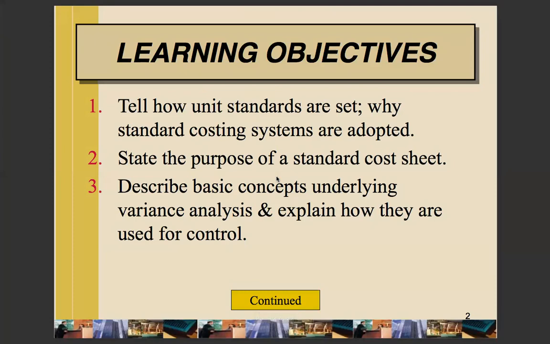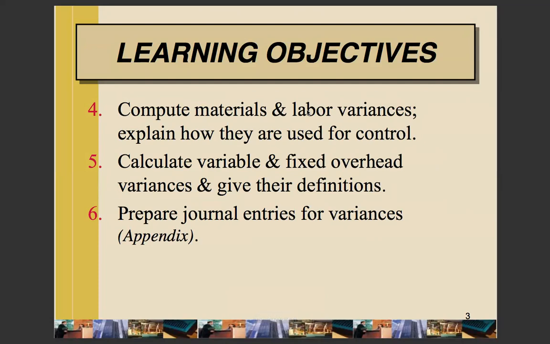In this chapter, we're going to learn how to set the unit standards and why the standard costing systems are adopted. We're also going to state the purpose of the standard cost sheet, describe the basic concepts related to variance analysis and how they are used for control. Then compute the materials and labor variances and how they are used for control, followed by calculating the variable and fixed overhead variances and preparing the unit entries for variances.